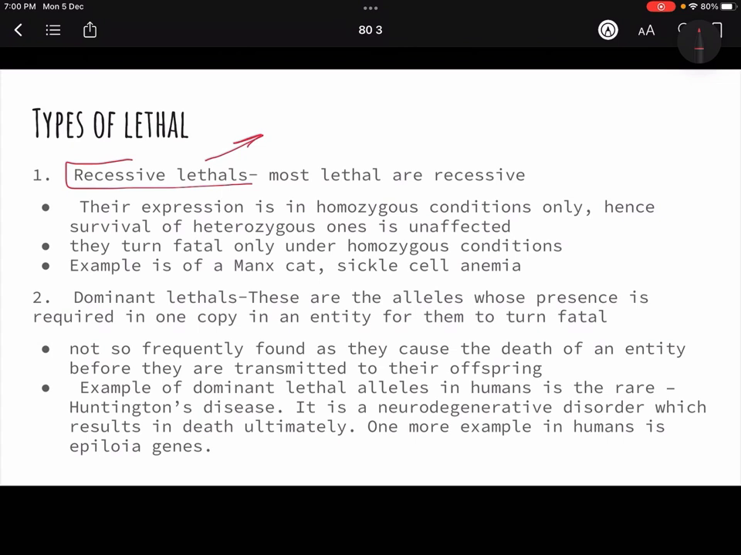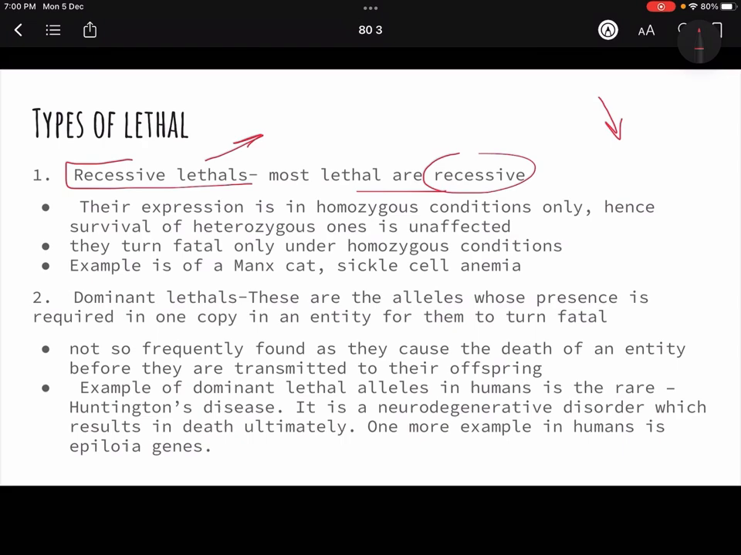And most lethal genes are recessive. That means, because a lethal gene causes death, it will only be present in a population when it is able to pass on to the next generation. Because if the gene is dominant, okay.